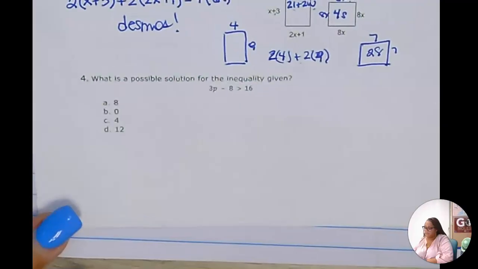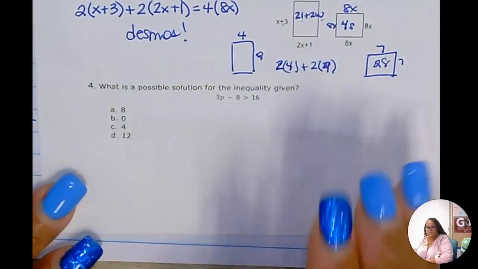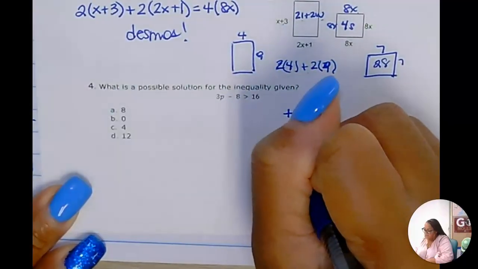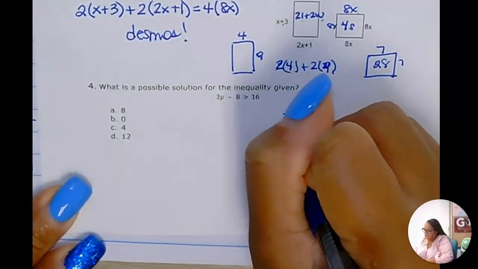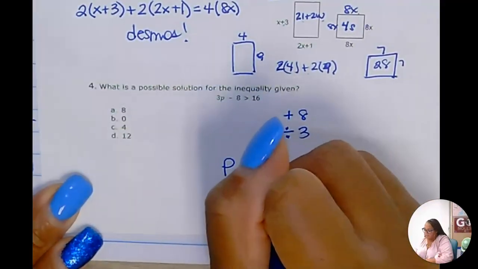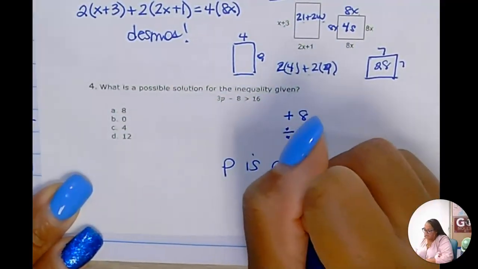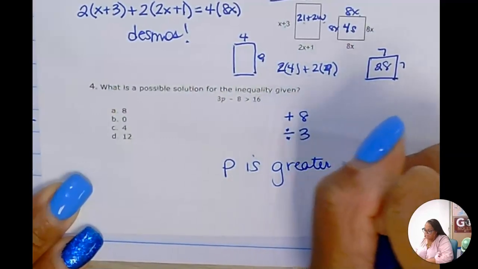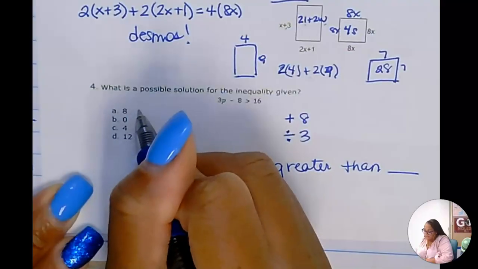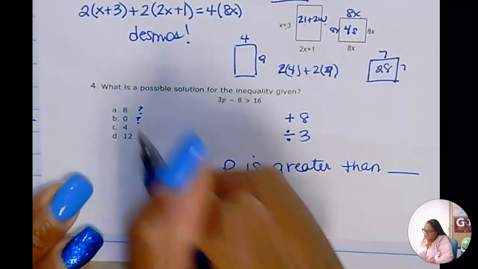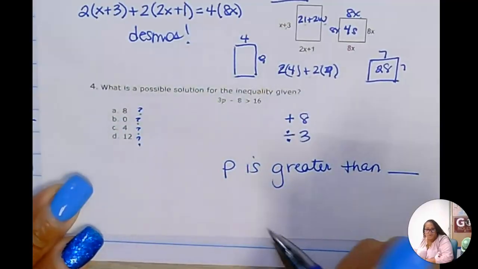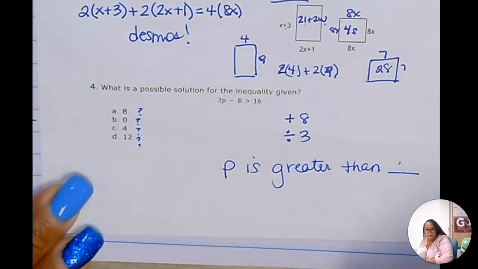Number 4, it says, what is the possible solution for the inequality given? All right, you'll have to add 8 to both sides, then divide by 3 from both sides. Okay, remember this is an inequality. P is greater than blank. Is this answer greater than blank? Is this answer greater than blank? Is this one greater than blank? Or is this one greater than whatever you put here?